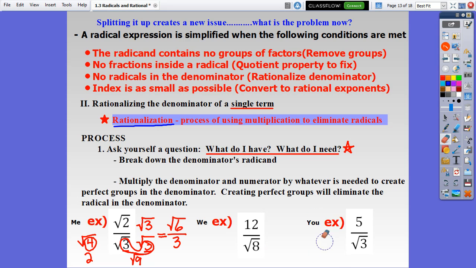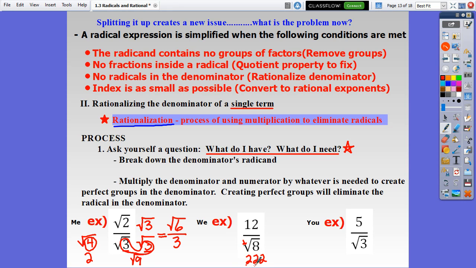Now, let me show you another way of doing this. Let's say I just left it as the square root of 8 and I ask myself, what do I have? What do I need? So what I have is I have 3 2's. You want to go down to its primes. What is 8 made up of? That's what I mean by what do you have? Okay, I want to know what it's made up of.